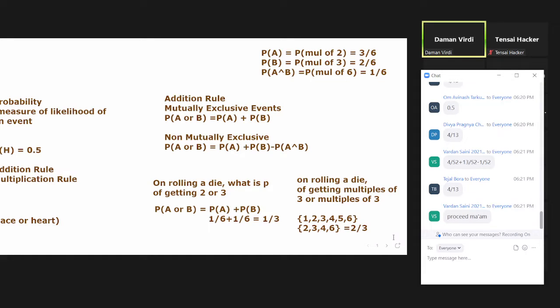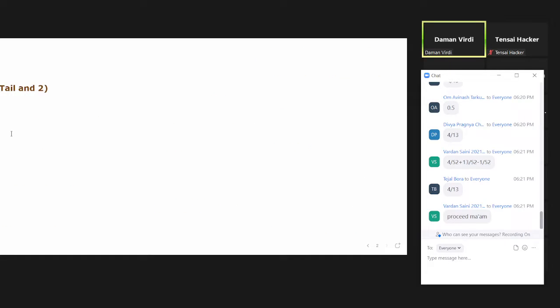Only one event out of these would happen, okay? But in AND, both of the events are happening. Two events are happening over here, okay? So, when more than one event is happening, that comes under the multiplication rule, okay?